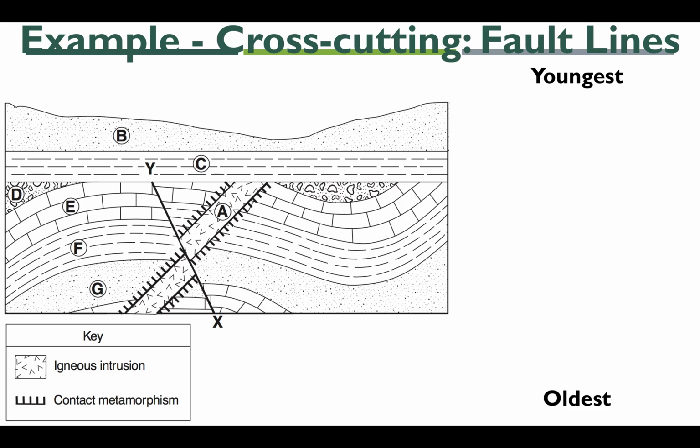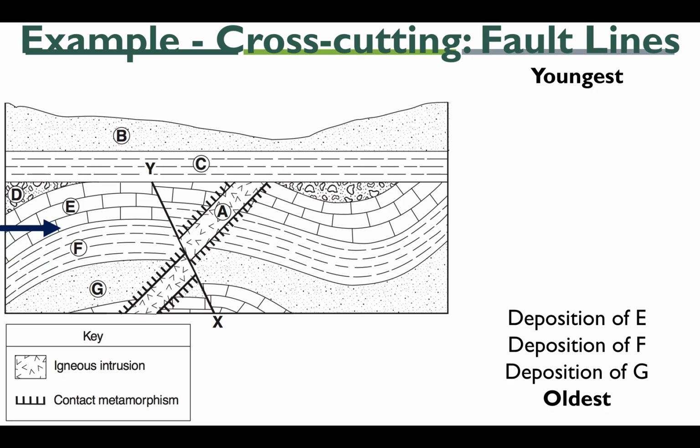So the first thing is we have the oldest layer, layer G, on the bottom. So we had the deposition of G first, then followed by the deposition of rock unit F. Then you have the deposition of rock unit E. And then you have the deposition of rock unit D. You'll notice that all four of those layers are not perfectly horizontal. In fact, they are folded. So folding must have happened next.